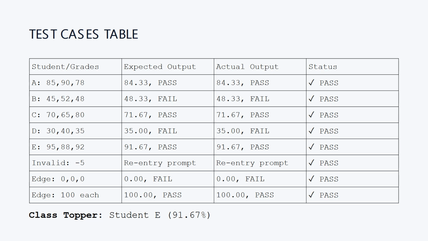Here's my test cases table. I tested 5 normal students, one invalid input of -5, which triggered the re-entry prompt, and the edge cases of all 0 and all 100. All actual output matches the expected output. Every test passed successfully. The class topper is student E with 91.67%.